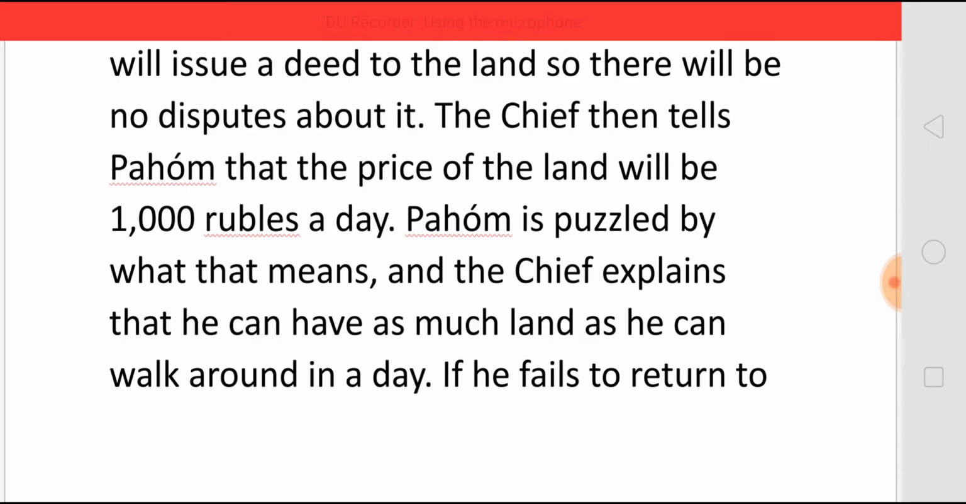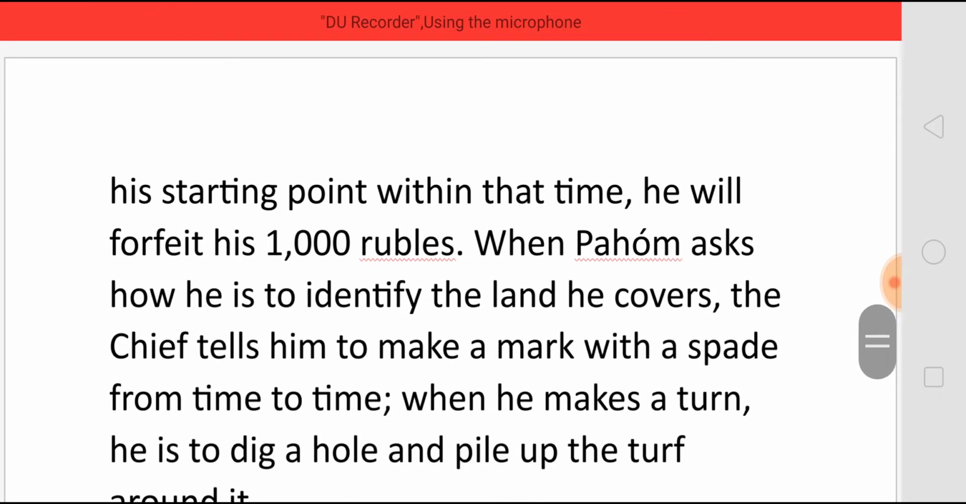Then the chief explains that he can take as much land as he wants, but that land should be the land which he walks around in one day. So how much distance he is going to walk in one day will be his land. But after reaching a particular point, he has to come back to the same starting point, and within one day. Otherwise, this 1000 rubles will not be returned to him. That is, he will have to forfeit his 1000 rubles.